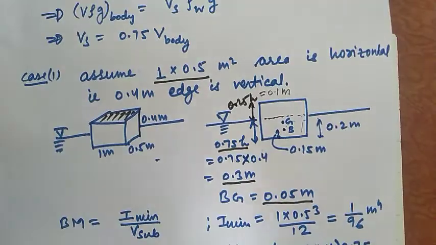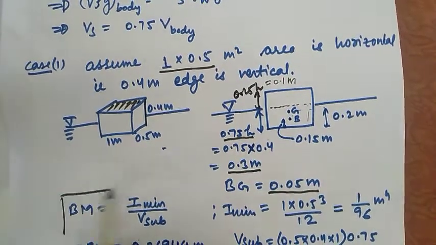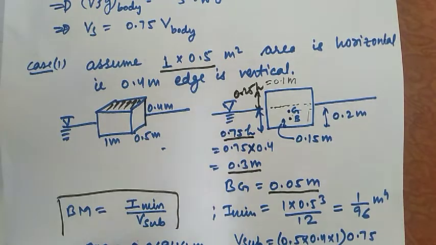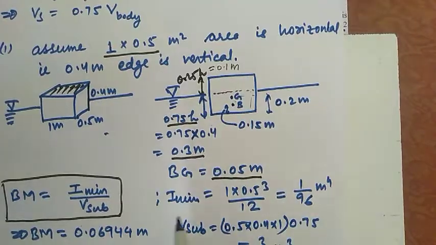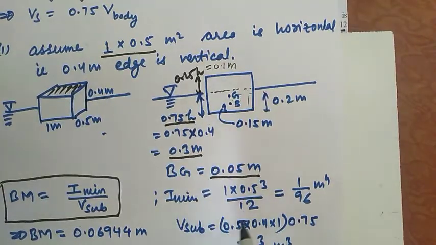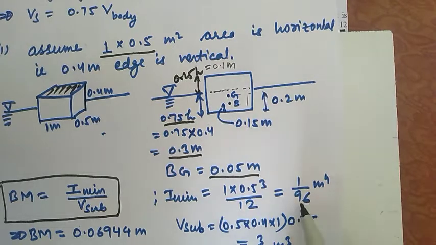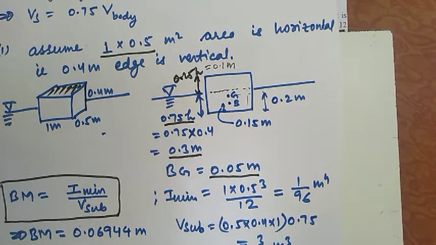We will also calculate the BM. For BM the formula is, you all know, as I said in the start, you should be thorough in the concepts of floating so as to solve this question. Like we are solving the mains question, so I am assuming you are thorough with the concepts. So this is BM equals I minimum upon V submerged, and we will calculate I minimum as 1 into 0.5 cube upon 12, that comes out to be 1 by 96 meter power 4.